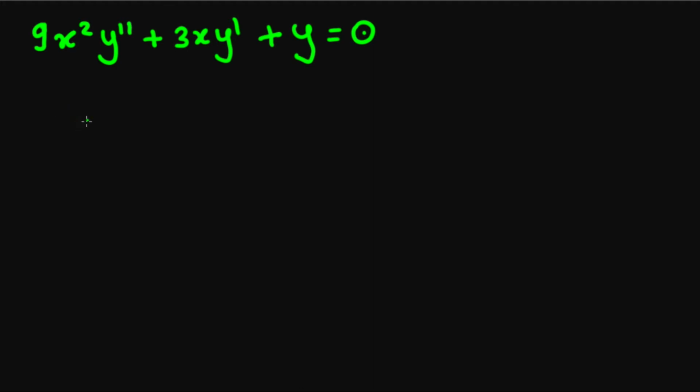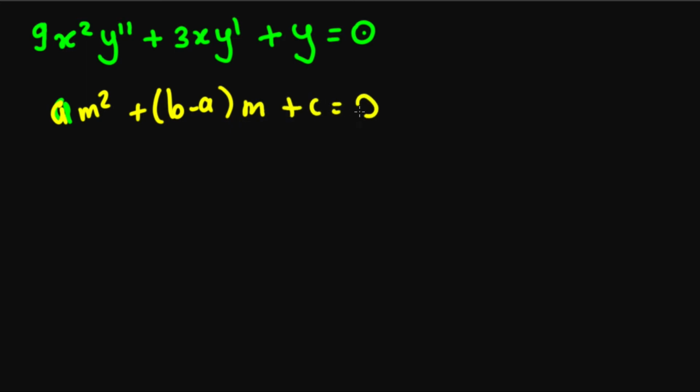Now we know that for Cauchy-Euler the auxiliary equation is in this pattern. Let's write with a different color: a m squared plus (b minus a) times m plus c is equal to 0. Now we know that a is the value in front of the first term, that's a is equal to 9 in this case, b is equal to 3 in this case, c is equal to 1 in this case because we don't have anything. Now let's go ahead and plug all the values.